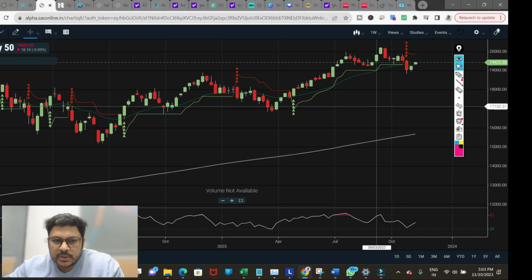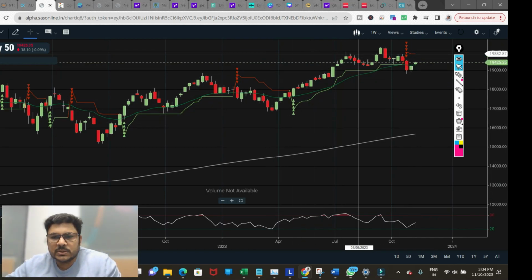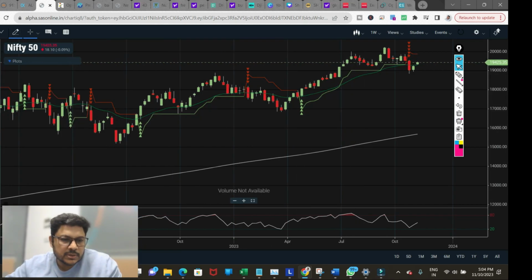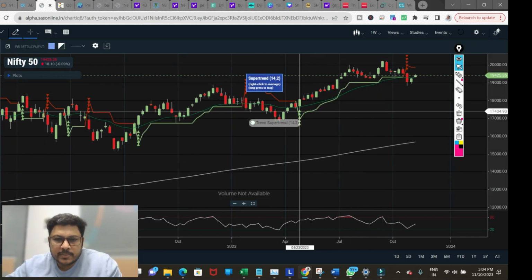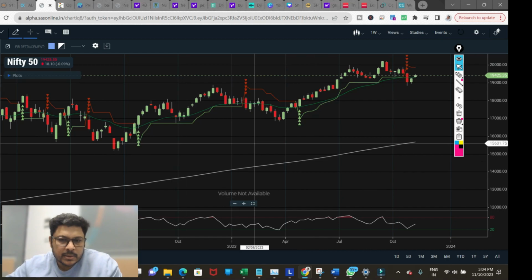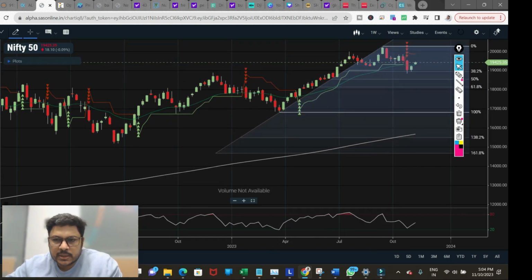So 17,200, these kind of levels can be achieved if it breaks from here, because this was in continuous uptrend. And even if I put a Fibonacci retracement, let's use this tool and map the high end here. This was the high. So we have already reached up to 38.2%. Okay, so this is the 38.2% mark. And if need be, it can come up to 50 to 61%.